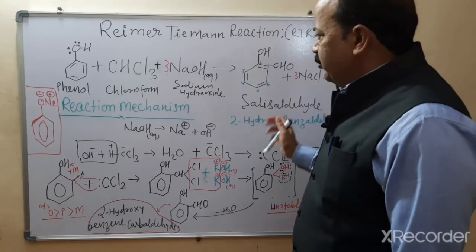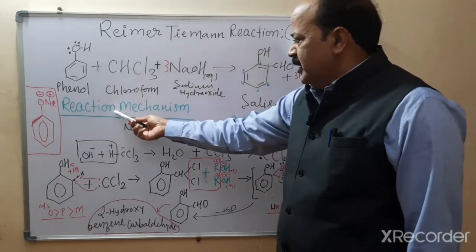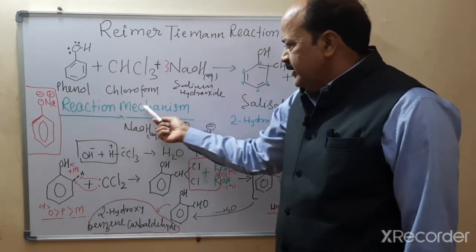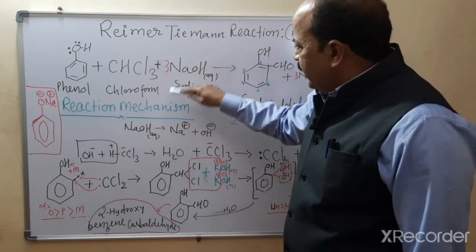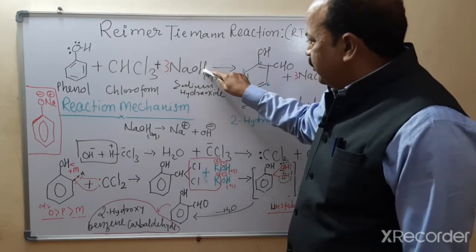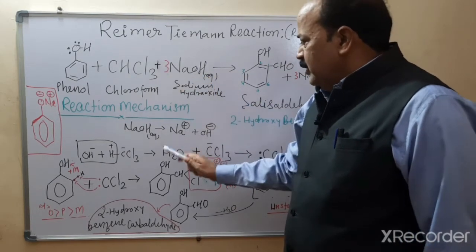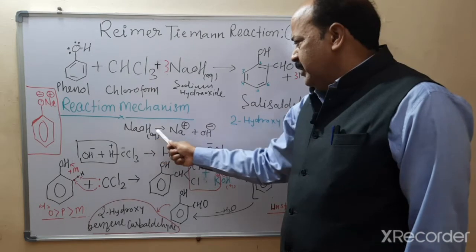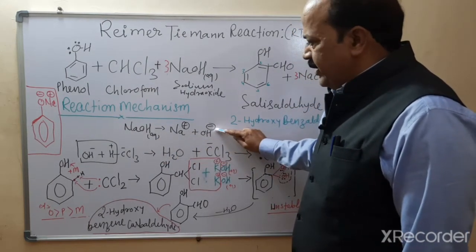And now I am going to discuss the reaction mechanism. So see here, in the reaction mechanism, there are 3 molecules of sodium hydroxide that take part in this chemical reaction. See, 3 molecules. So first of all, 1 molecule will dissociate and produce the sodium ion and the hydroxide ion.